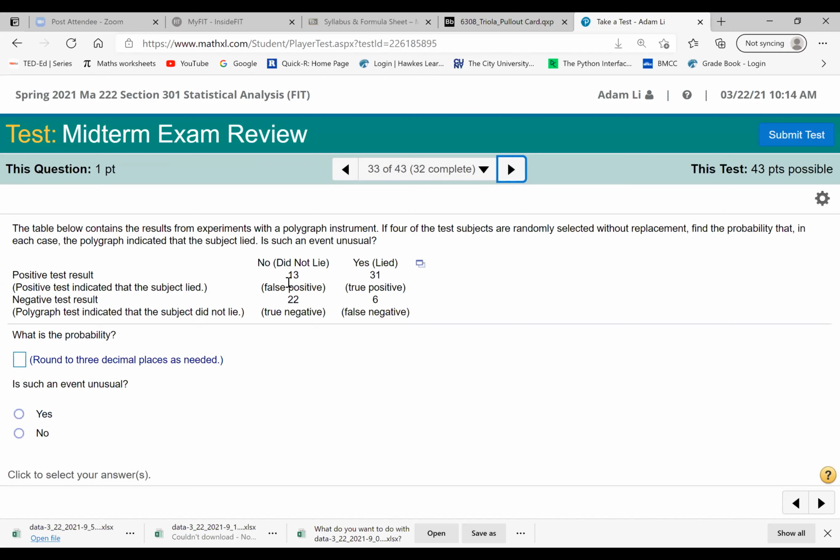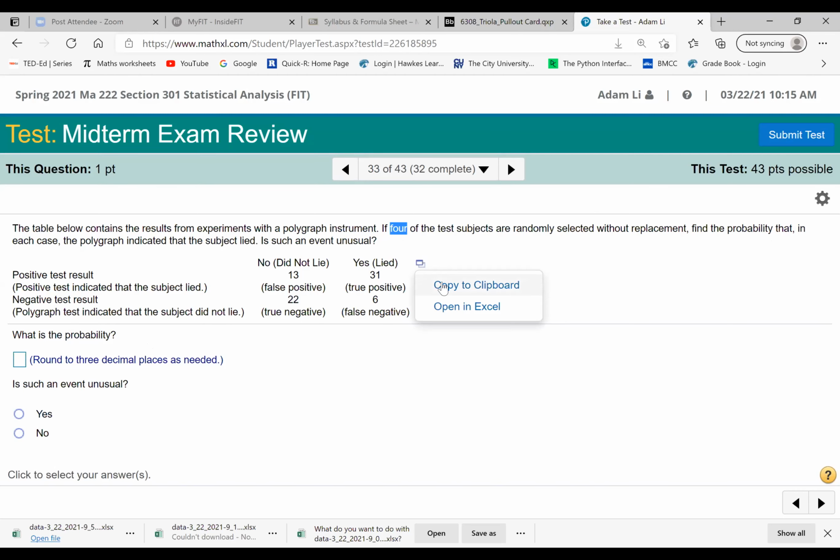Question 33. The table below contains the results from experiments of a polygraph instrument, basically testing whether people lied or did not lie, right? If 4 of the test subjects are randomly selected, without replacement, find the probability that in each case the polygraph indicates the subject lied. Is such an event unusual? So basically you're selecting 4 of them without replacement. So you pick a subject who lied, and then you put it back, right? So let's look at it.